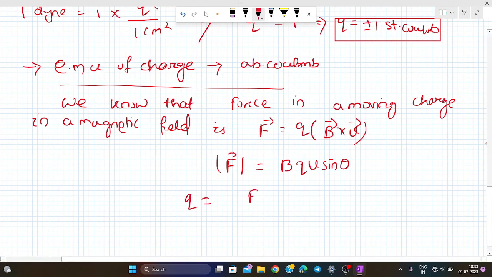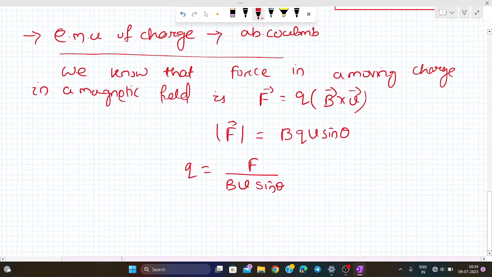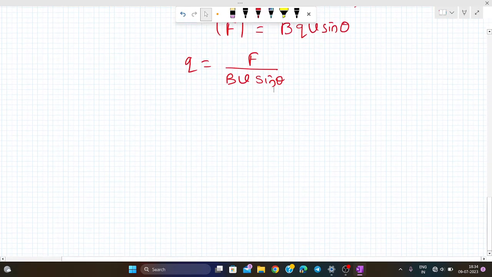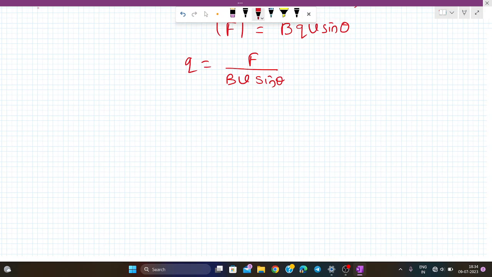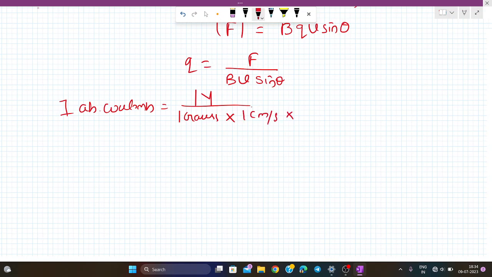Q becomes F divided by B V sin theta, isn't it? So I can define one half coulomb as 1 Newton divided by the unit of B, which is Gauss in CGS, into V, velocity 1 centimeter per second, because I am taking the CGS units, and sine 90, the maximum value of sine.